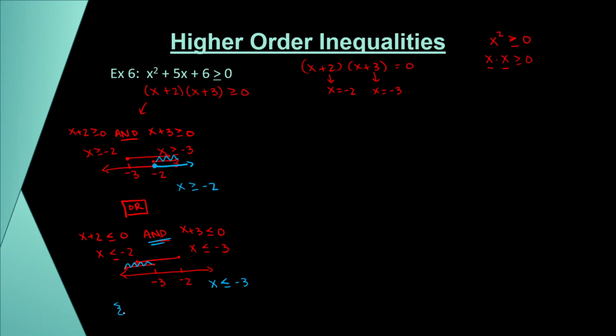So my solution is x greater than or equal to negative 2 or x less than or equal to negative 3. So in interval notation, that would be negative infinity to negative 3, union with negative 2 to infinity.